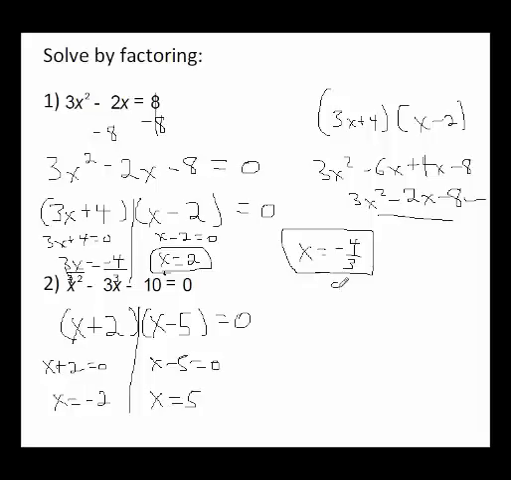If you want to check it just to make sure, we didn't do this last time, but we'll do it now. The original equation was x squared minus 3x minus 10 equals 0. So let's try negative 2 first.